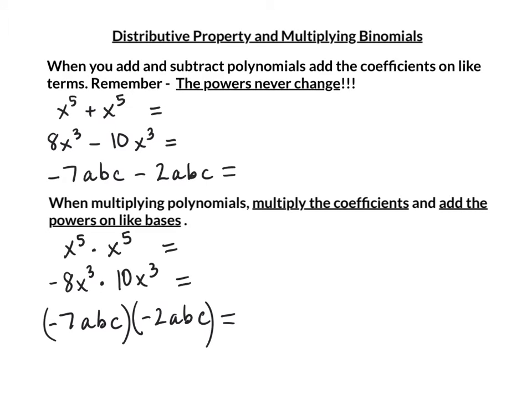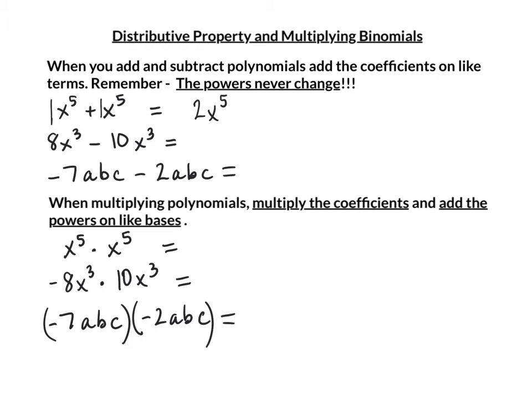Today we're going to look at the distributive property and multiplying binomials. This is what we've learned so far. When you add and subtract polynomials, you add the coefficients on like terms, and remember, key thing here, the powers never change. When I ask you to add x to the fifth plus x to the fifth, the powers never change, and you add the coefficients, and it's 1 plus 1, that's 2x to the fifth.